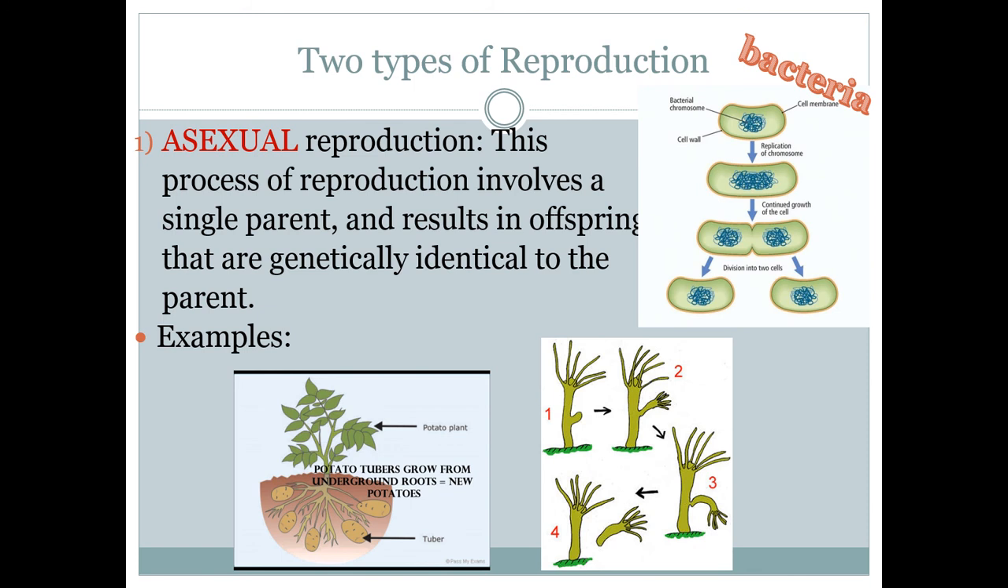Bacteria, this is the only way they reproduce. This is called binary fission, where the cell simply splits into two identical clones of what the original parent was. When we talk about mitosis later on, this is similar to mitosis, except there is no division of the nucleus, so the cell simply splits into two, and we have genetically identical offspring.